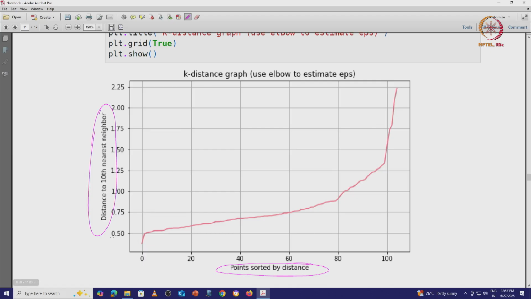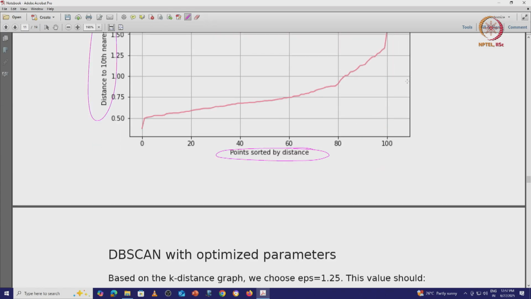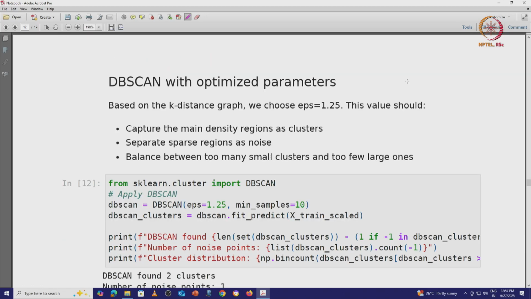So we can look at a distance somewhere here around 1.25 or something, where there is a sharp increase in the number of points. So that's the transition from the dense to sparse region as the distance rapidly goes up if you want to look at more neighbors. Alright, so using that information, let's choose epsilon as 1.25.